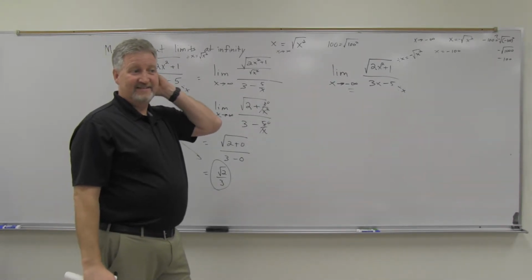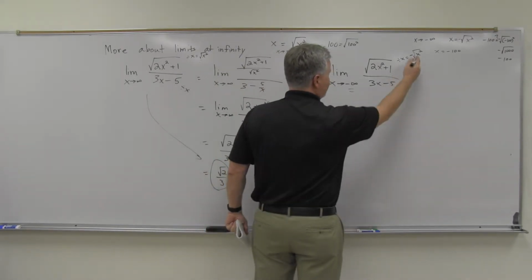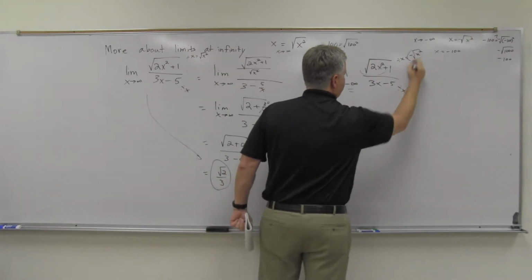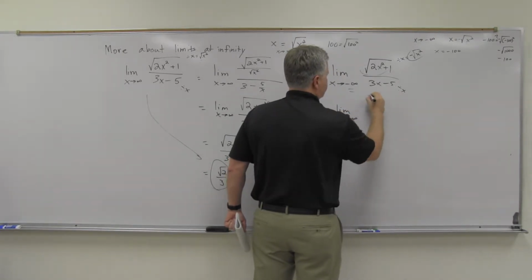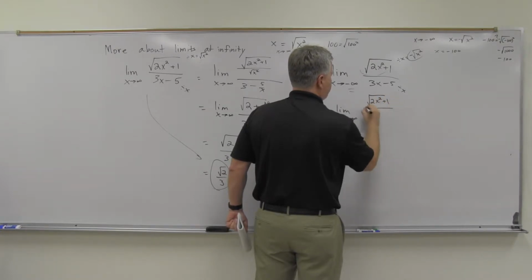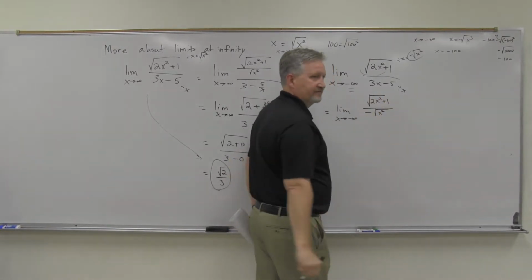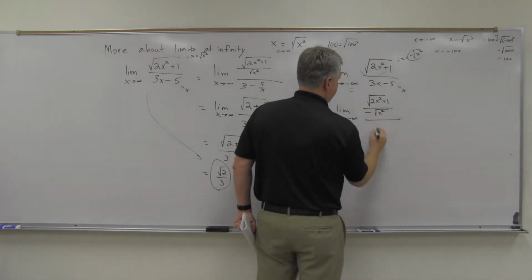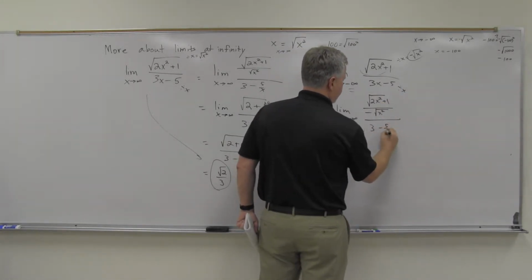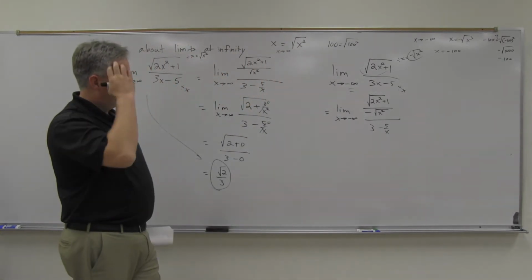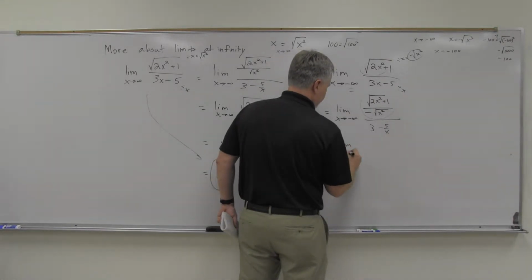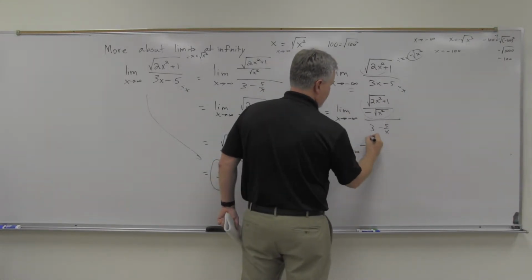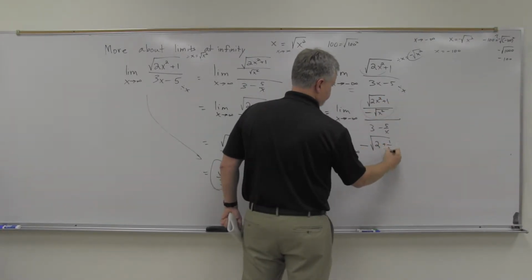So what does that mean? If I divide the top by this, let's write it out. It's the square root of 2x squared plus 1 divided by the negative of the square root of x squared, and the bottom is divided by x, so that's 3 minus 5 over x. What does this give me? It gives me the limit as x goes to negative infinity of negative the square root of 2, since 2x squared divided by x squared is 2, plus 1 over x squared.